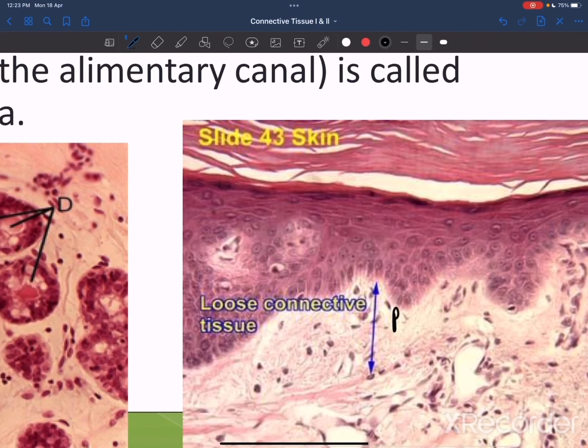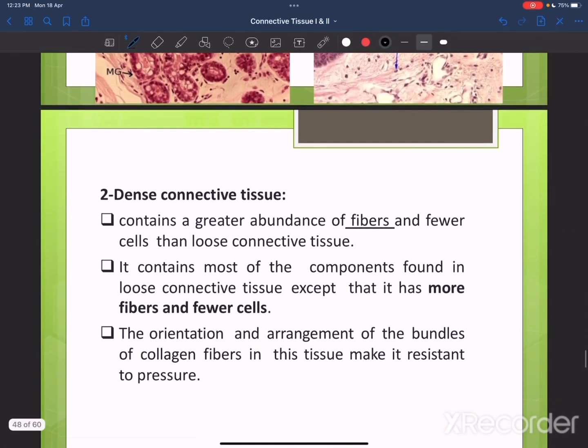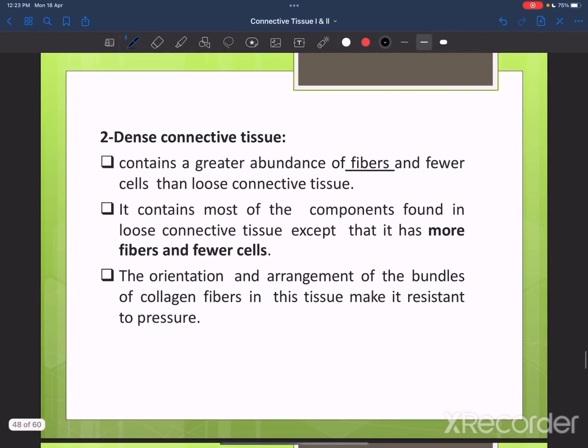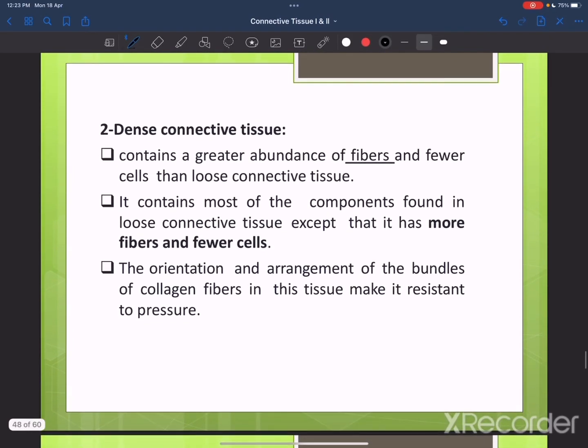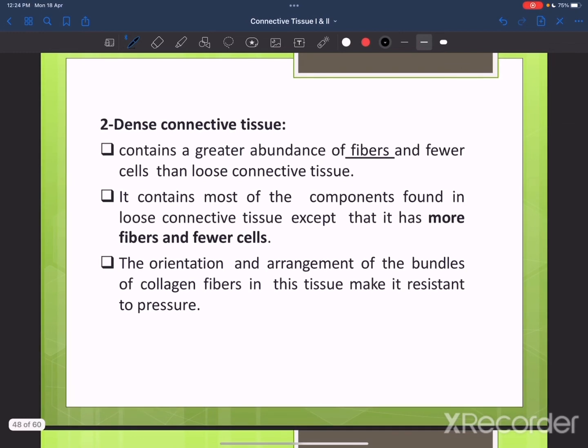Regarding the dense connective tissue, both regular and irregular, in general they contain a greater abundance of fibers. The components are cells, fibers, and ground substance. In the loose one, the ground substance is flexible. While in the dense one, we see a large number of fibers at the expense of cells and ground substance.